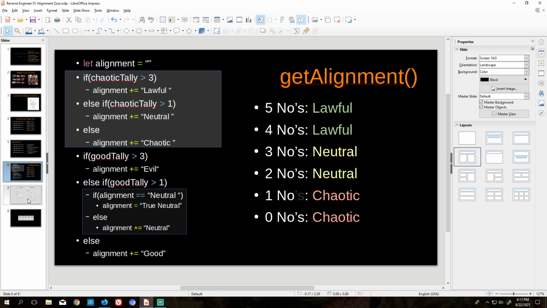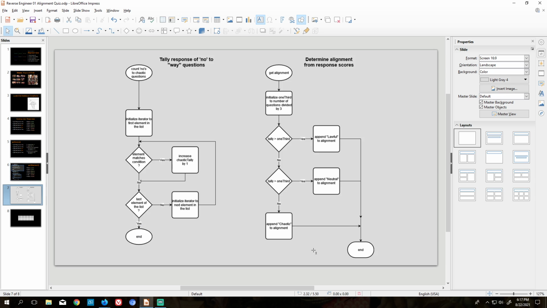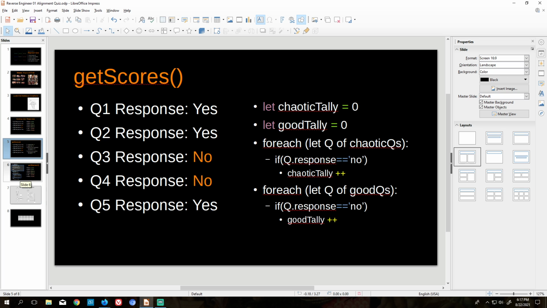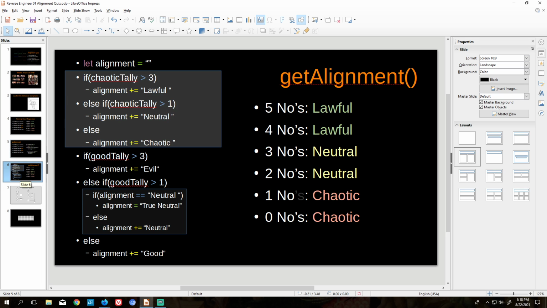And now we do these same two algorithms for not just the chaotic questions, but now also for the good versus evil questions. So again, just go through all the questions and count how many no's. That is here, that's already written. For each question of the good questions, if the response is no, tally that, otherwise don't. And then this is what happens here.